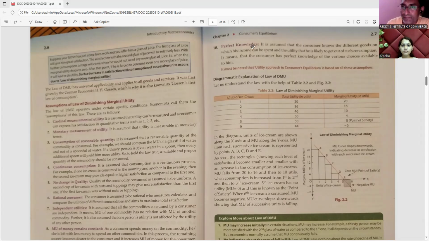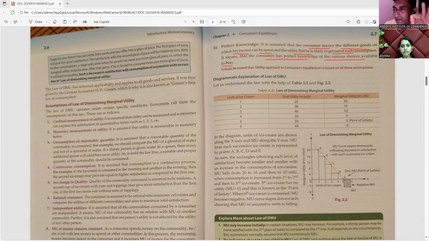Now, perfect knowledge. It is assumed that the consumer knows the different goods on which his income can be spent and the utility he is likely to get out of such consumption. It means the consumer has perfect knowledge of the various choices available to him. Before consuming ice cream, you can compare how many types of ice cream are available in the market, and see which is the cheapest compared to the others.